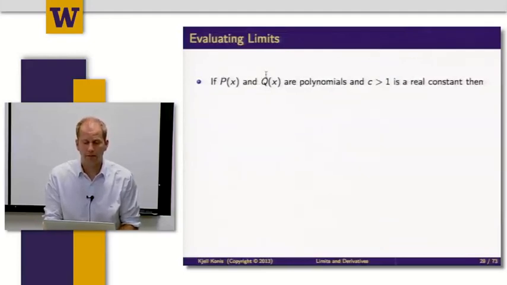And then if p of x and q of x are polynomials, and c is a real constant that's greater than 1. So by polynomial, I just mean something like p of x would be ax squared plus bx plus c. But it can be arbitrarily large order. So the first one could be x to the 1,000 or something like that.